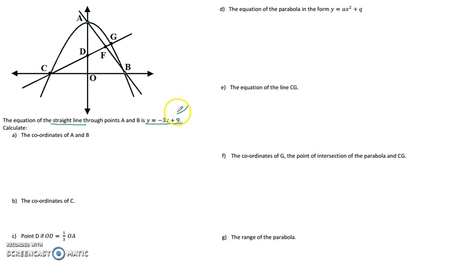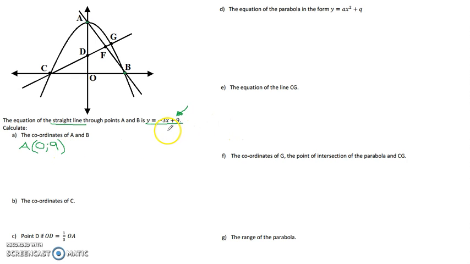Well, the first one is easy because it's a y-intercept. And in terms of our straight line graph, the y-intercept is always what's being added. So A, being the y-intercept, is going to have a value of (0; 9).